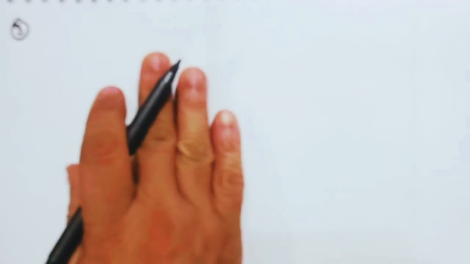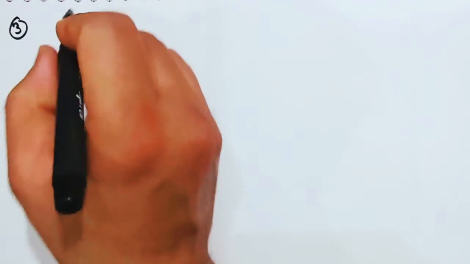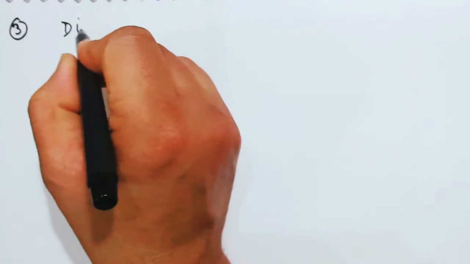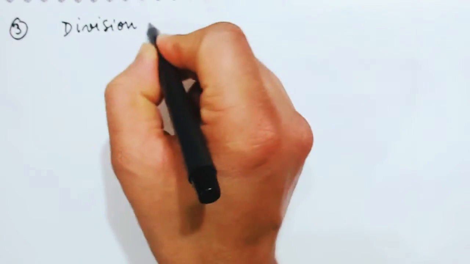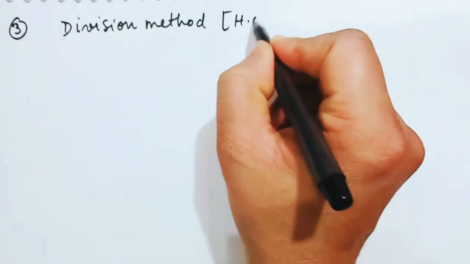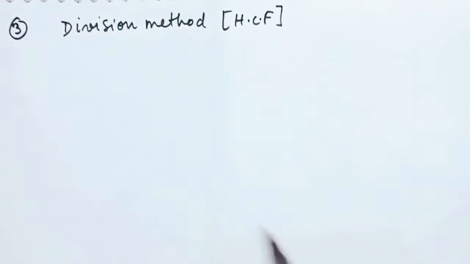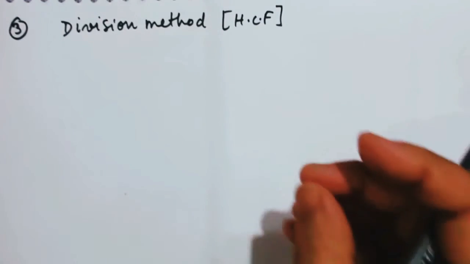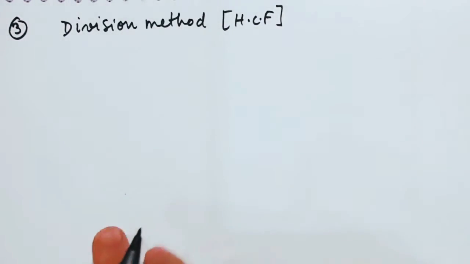Come on. In question number 3, we have something else. And this is the method that you are actually going to use, which is called the division method of finding HCF. Why is this very important? Because if you get any kind of numbers, any big numbers, you can very easily find out their HCF using this division method. And what does it say?